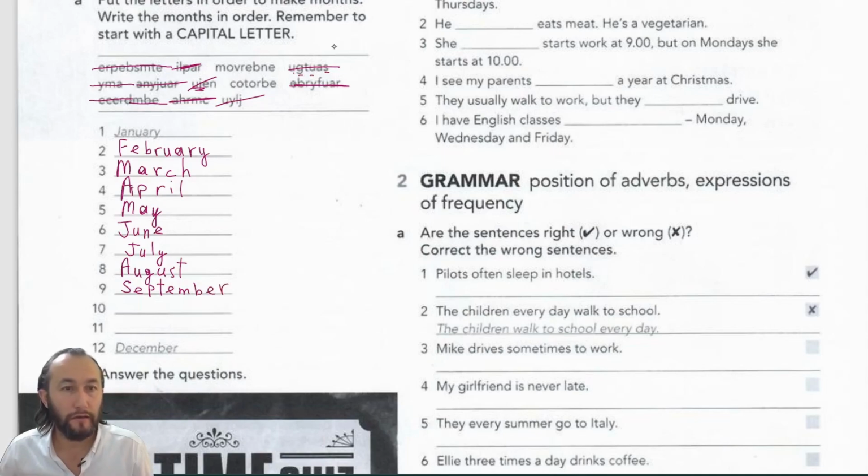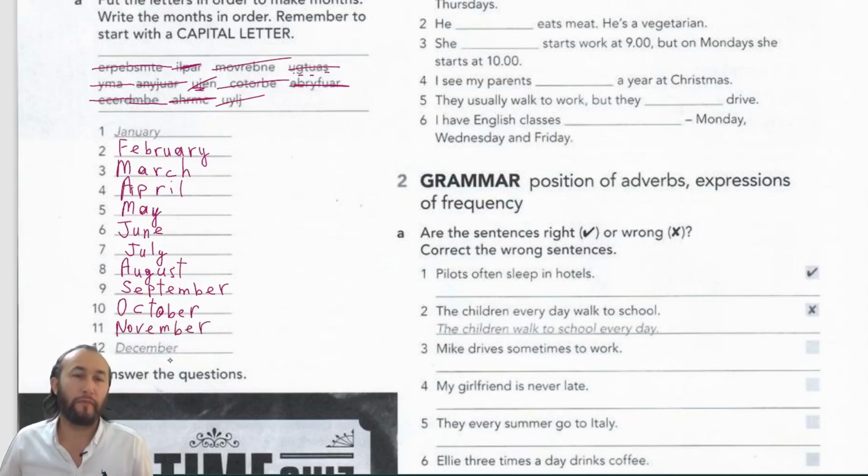And the 10th month is October. So October is this, O capital, C, T, O, B, E, R. That's it. After October, we're going to use November. So that is N, O, V, E, M, B, E, R, November.